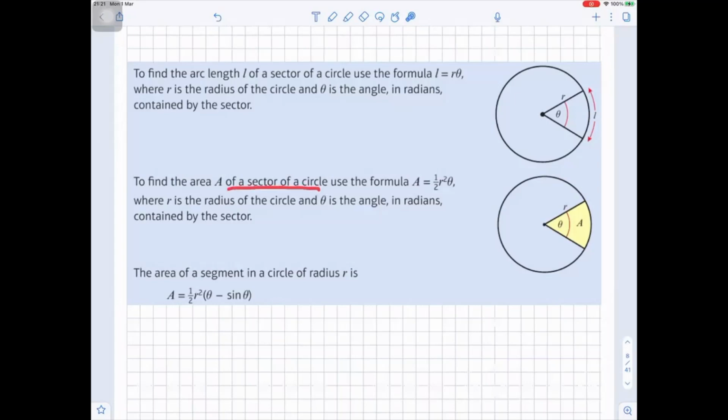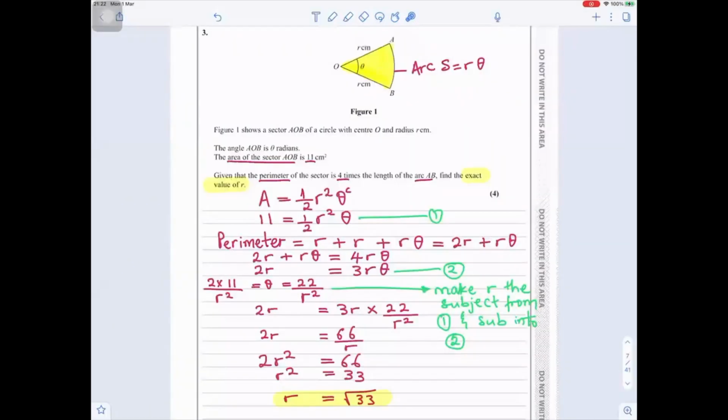And to find the area of a sector, use the formula area is half r squared theta. We want to find that yellow area, where r is the radius of the circle and theta is the angle in radians. Make sure the angle is in radians. Don't forget, the angle has to be in radians. And then that's the formula for segment. We're going to use this formula. So the area, half r squared theta in radians. So the total area is 11. And half times r squared times theta, that gives us equation 1.